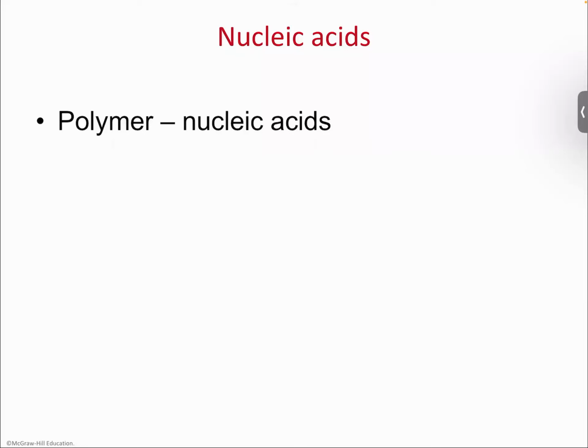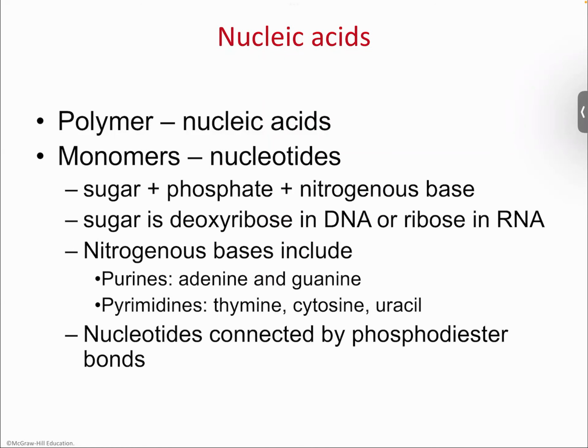Okay, off we go then. Nucleic acids, right? The polymer here is the actual nucleic acid. The monomer for a nucleic acid is called a nucleotide. Now, a nucleotide, very similar to an amino acid, has modules to its construction. The modules in a nucleotide are composed of three different things, just like an amino acid has three different things.